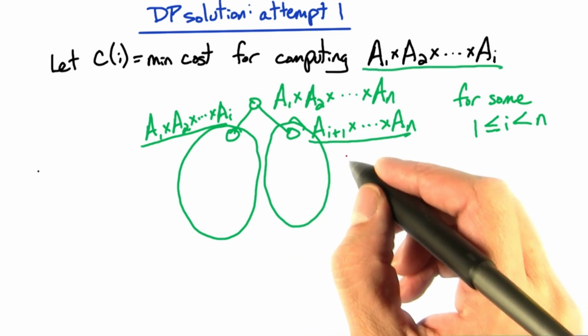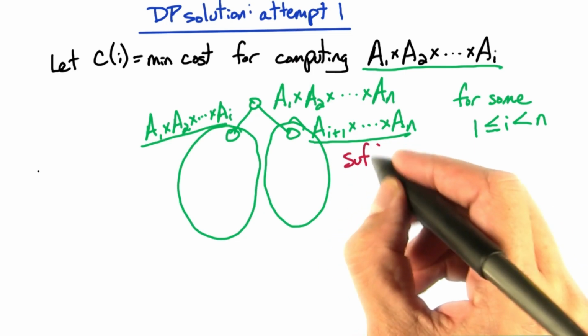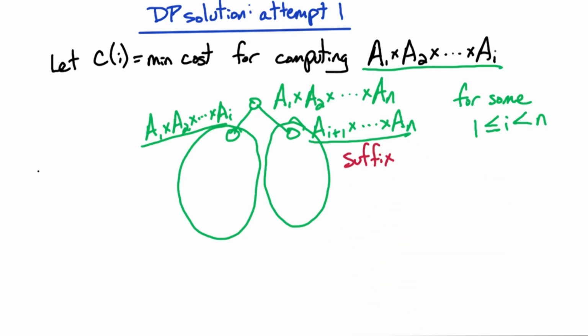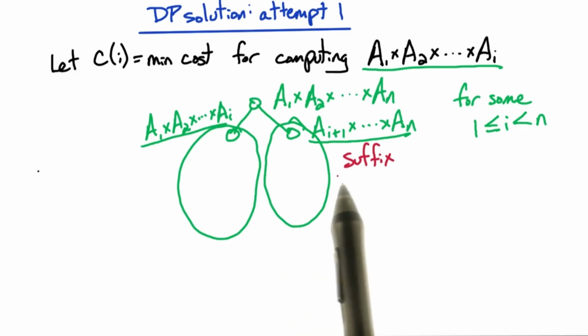Now we're aiming for prefixes, but this subproblem is a suffix. So you might think, well, instead of just doing prefixes, why don't we just do prefixes and suffixes? Well, let's go one more level in this binary tree, and we'll see that it gets worse.